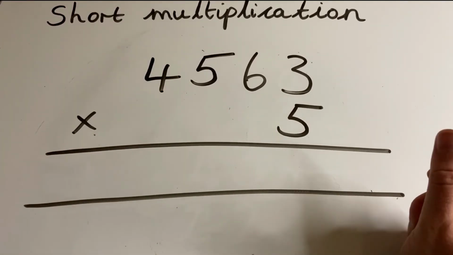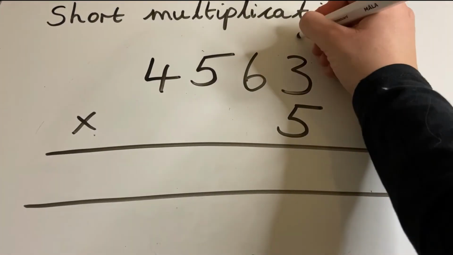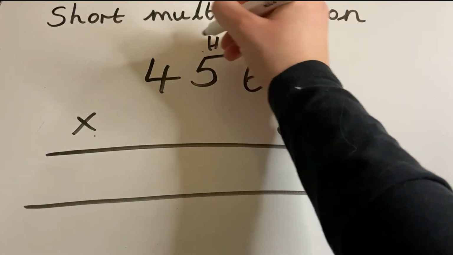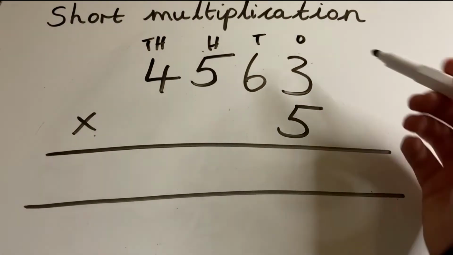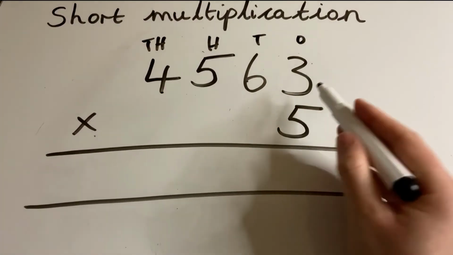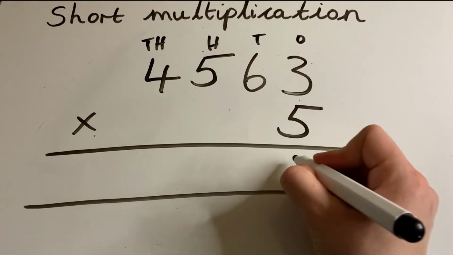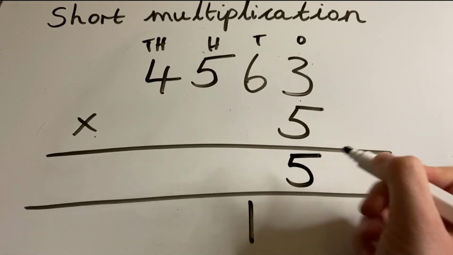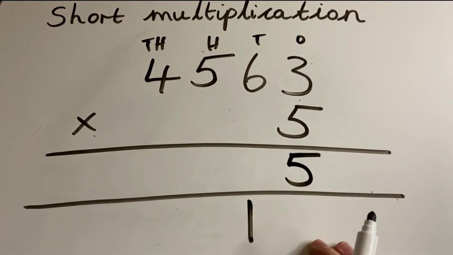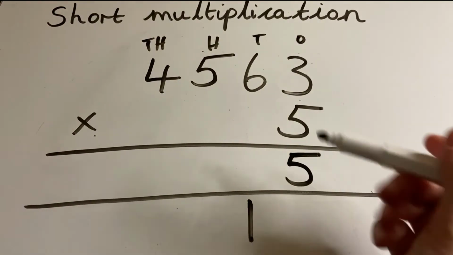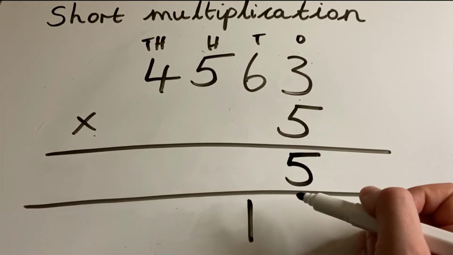Okay, so the next one we're going to do is 4,563 multiplied by 5. So pause the video and have a go. Okay, so I'm going to start by labelling up my digits. So now times my ones. So 3 times 5 is 15. So 5 and then carry the 10. Make sure it's in the right places. Then your tens. So 6 times 5 is 30.